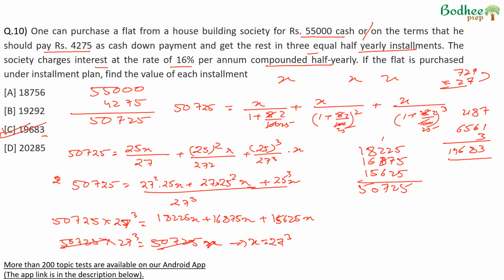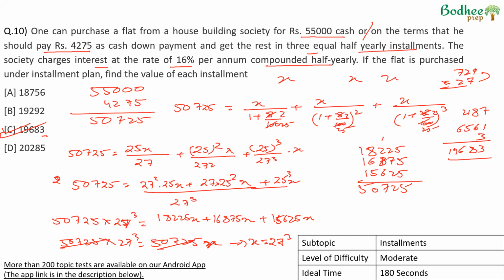Option C. Again, conceptually, it's a straightforward concept. The formula is there. Calculating time increases the difficulty of this question. So I think moderate, about 3.5 minutes to solve.